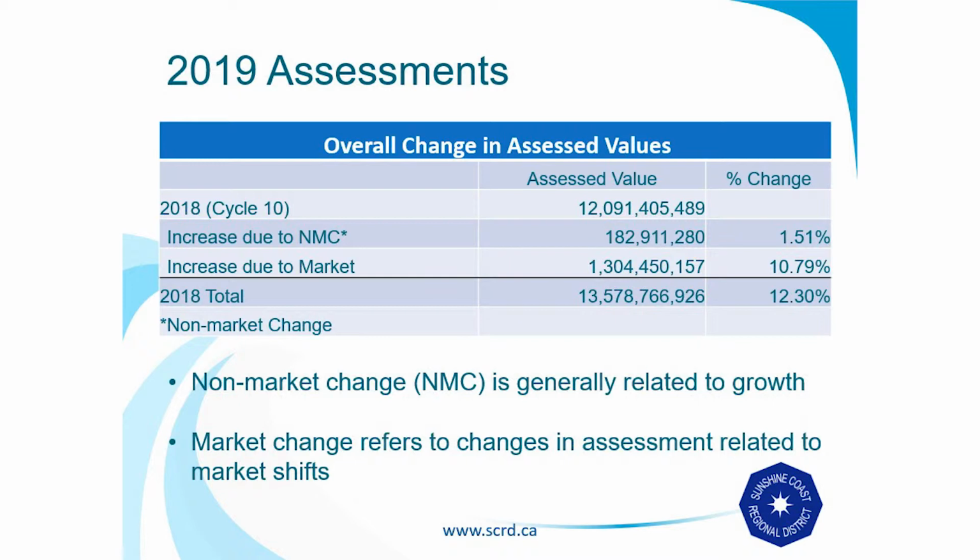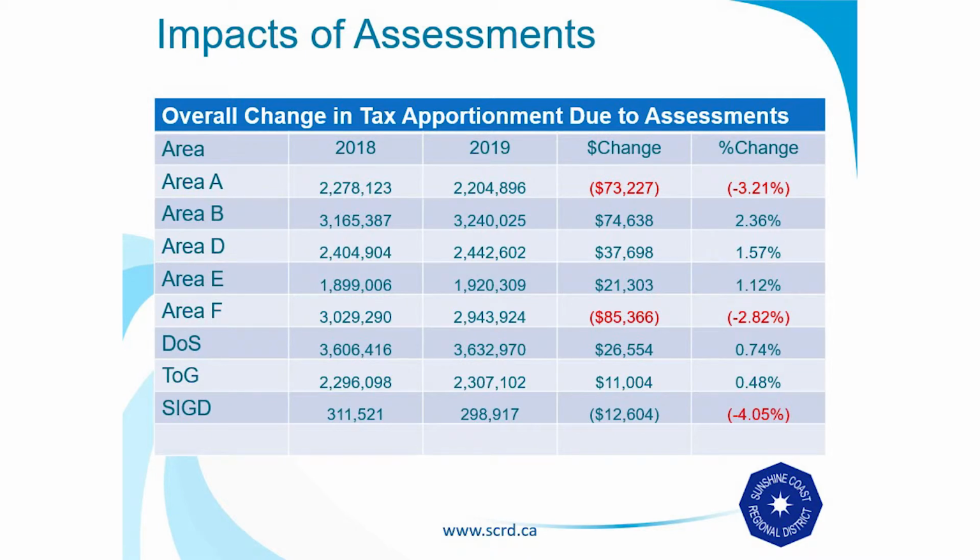Non-market changes are due to growth, which for 2019 is a 1.5% growth rate for the coast. Market refers to the changes related to market shift. An example is that a house on your street will sell on average 10.79% more than it did in 2018. Assessment impact changes the apportionment amongst the various areas.